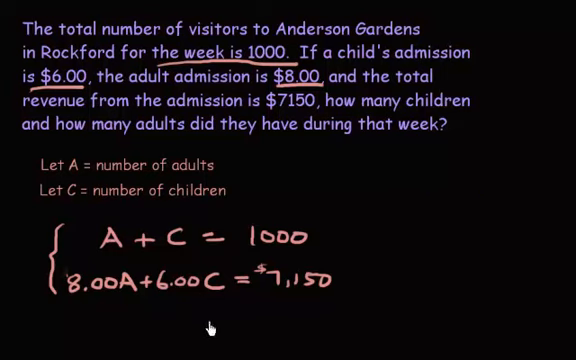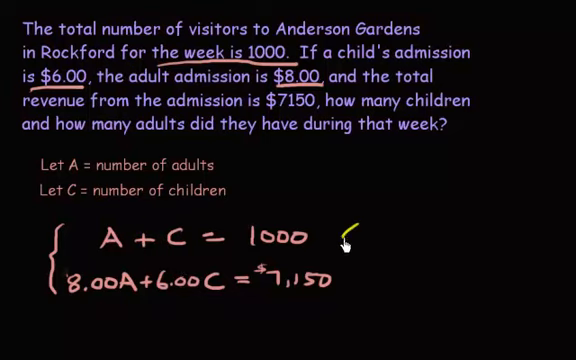With the addition method, what you want to do is you want to be able to cancel one of the variables. So our goal is to make, let's say we want to cancel C's. Well, I need the coefficients, the numbers in front of C, to be the same but with opposite signs. So if this is a positive 6, then if I can make that a negative 6, then when I add these two together, they will cancel.